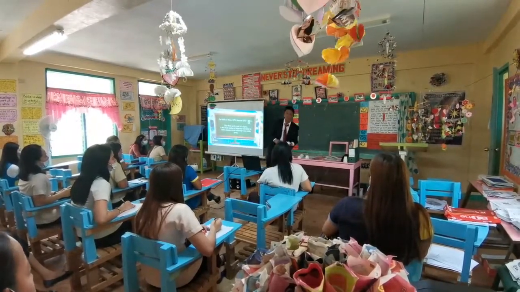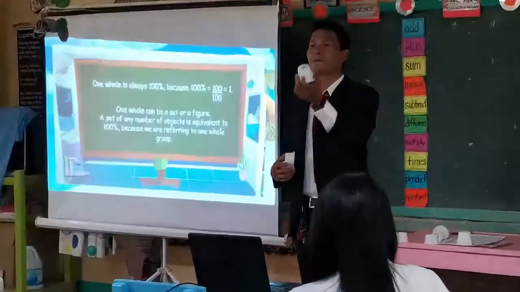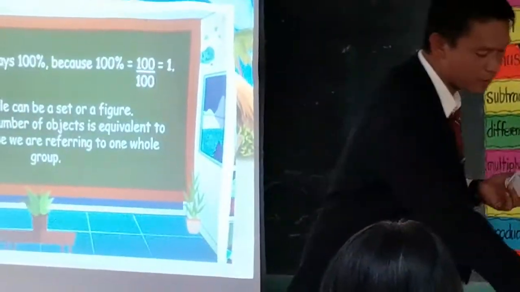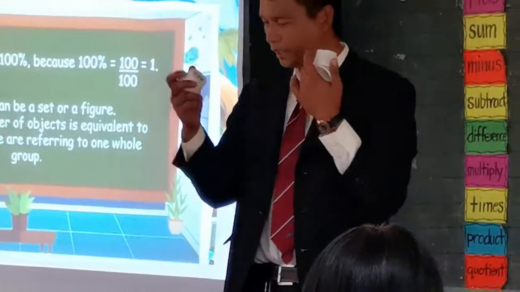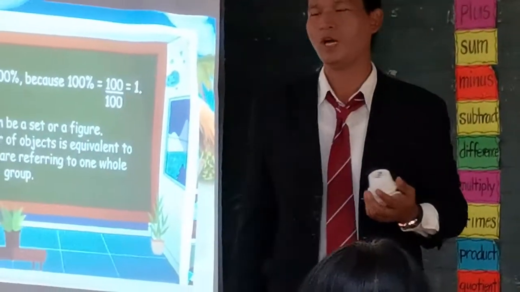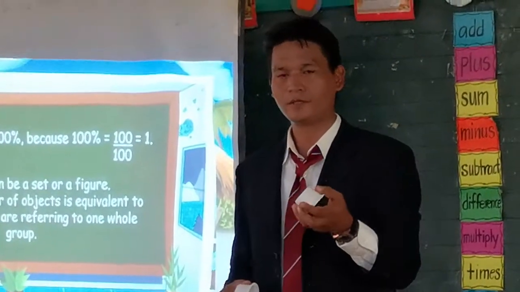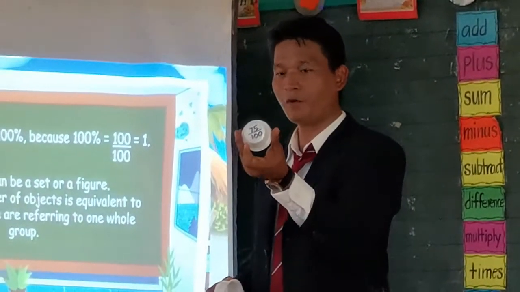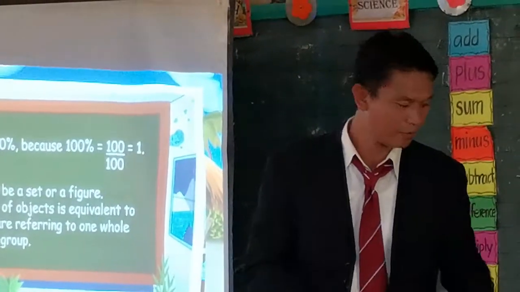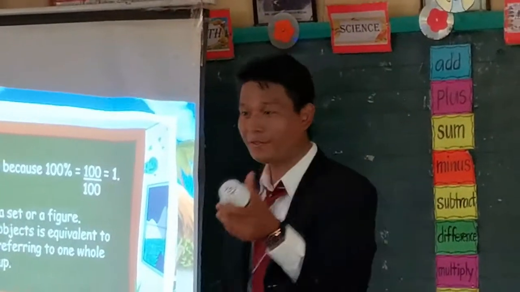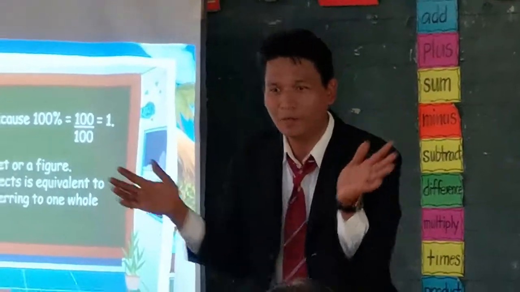Okay, so 3/4, if you're going to change this into decimal, what is the answer? 0.75. Okay, 0.75. How about if you're going to change that into a fraction? 75 over 100. And if you're going to change that into percent, that is 75%. Very good. Let's give a barangay clap.